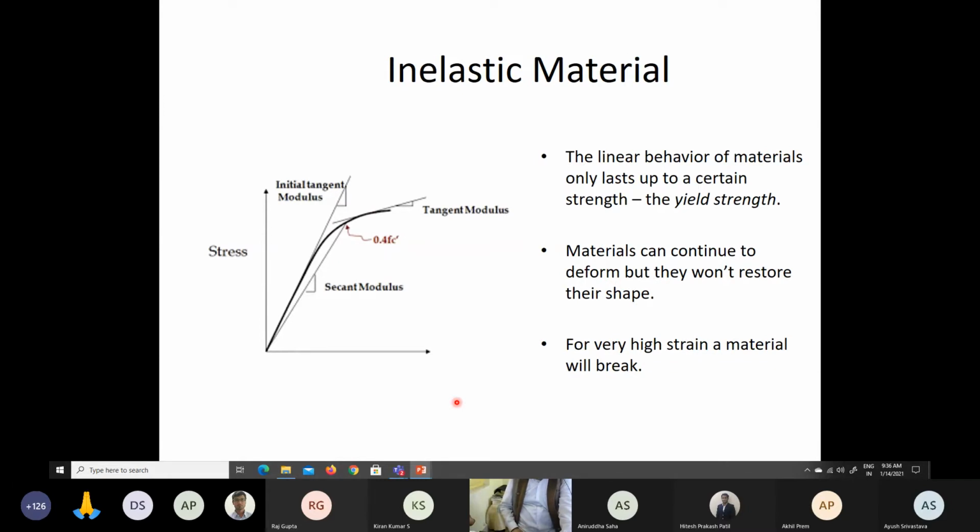So you'll come across many inelastic materials in the course. Of course, the linear behavior of the material only lasts up to a certain stress level, that is the yield strength. The material can continue to deform, but it won't restore its shape. So this is where the inelastic behavior starts. In highly ductile material, this is also visible. So beyond the yield point, the material exhibits inelastic property or plastic deformation. So they undergo deformation and don't retain their shapes. Okay, so that means the material undergoes distortion. For very high strains, the material can break.